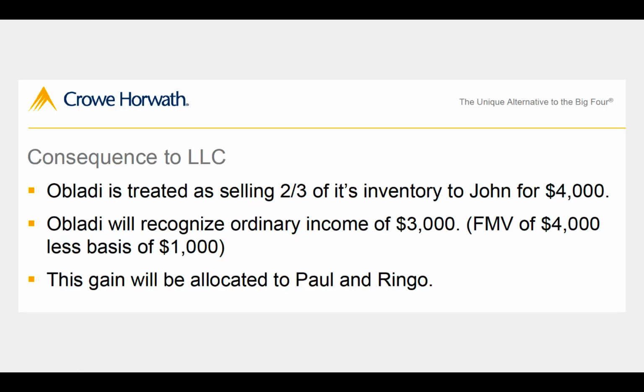The partnership is going to be treated as selling 2/3 of its inventory to John for $4,000. So the partnership is going to have a gain or a loss. Here it's going to be a gain. And they'll recognize ordinary income of $3,000. It's the fair market value of the inventory sold minus the basis of $1,000. And the gain will be allocated to the partners, Paul and Ringo, which of course will increase their basis.